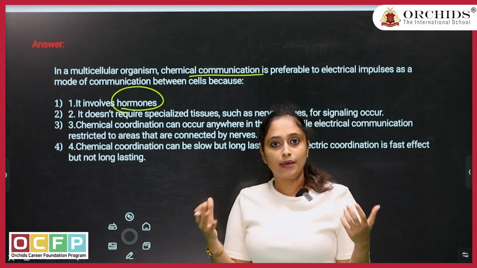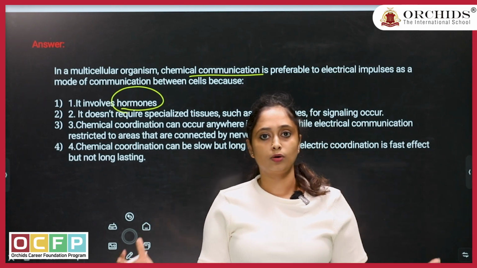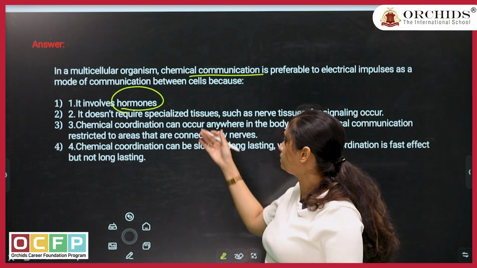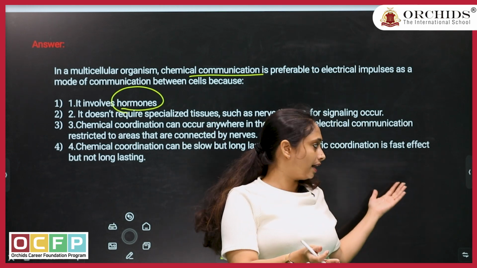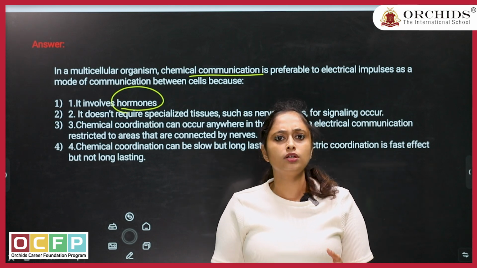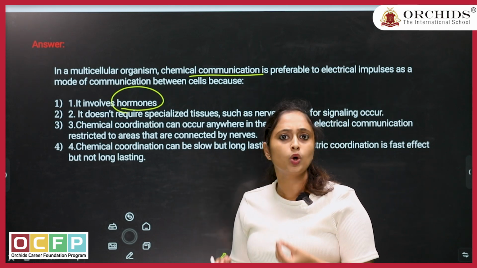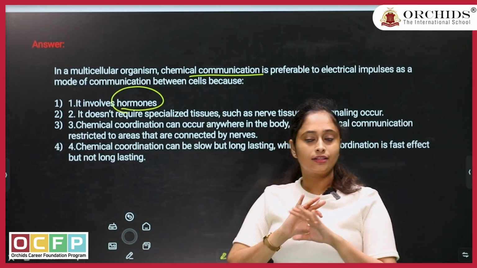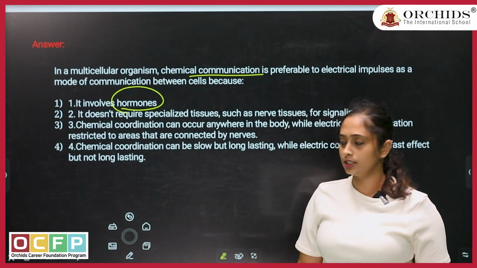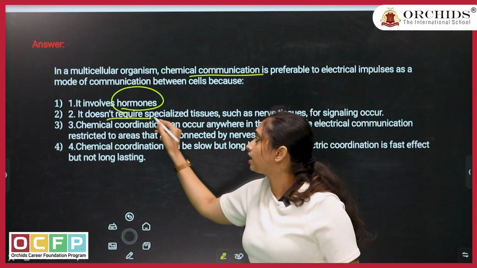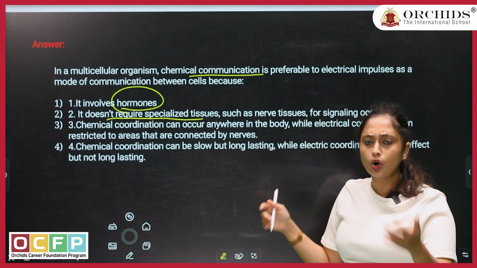We said that the chemical is directly transferring. This hormone is directly transferred through blood, so it doesn't need any type of specialized tissue, unlike when an electrical impulse is transferring. For an electric impulse to transfer, we need a tissue known as neuron or nerve tissue. But here we need nothing; it moves directly through the blood. So that is another advantage: it doesn't require any specialized tissue or organs.